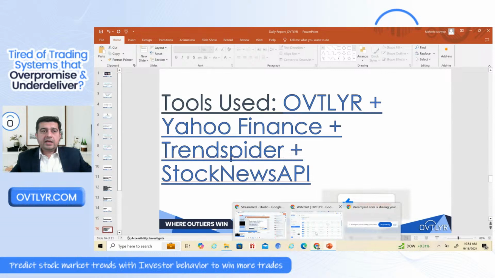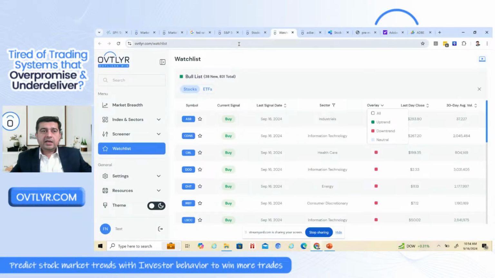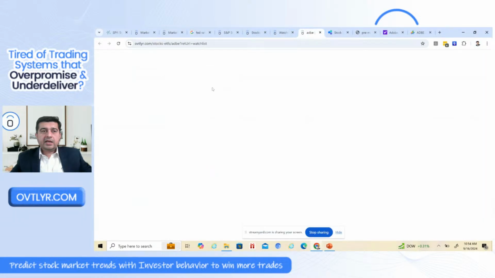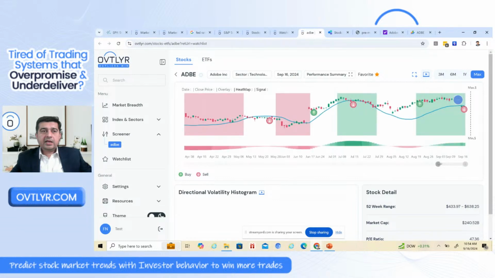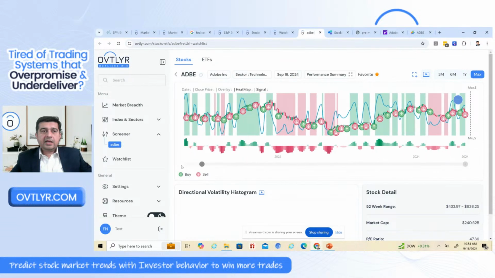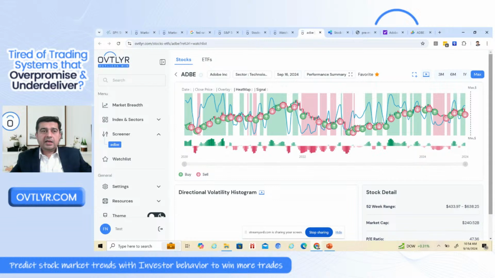For example, let's look into one stock. What I look into, and I have already pulled Adobe. Those who are familiar with the platform, you know what this chart tells you. For those who are not familiar with this platform, I'll quickly go over what each data point is.